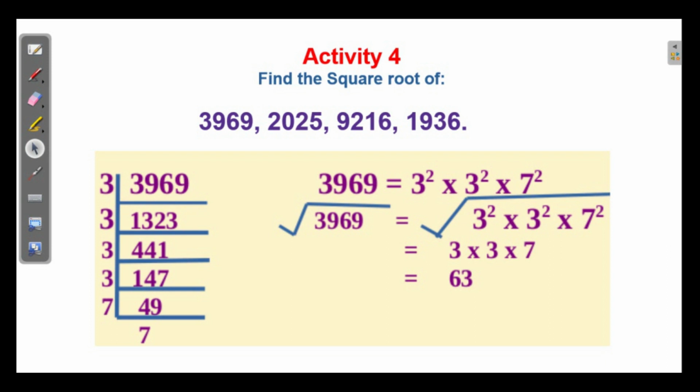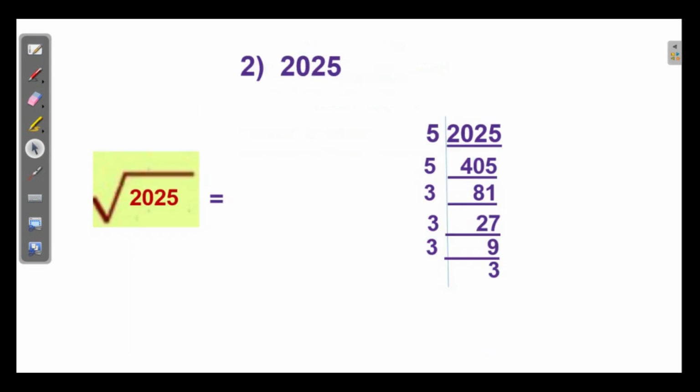Similarly, let us do the next one. 2025. The number is ending in 5. So let us first divide it by 5.